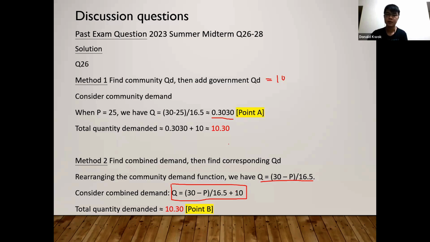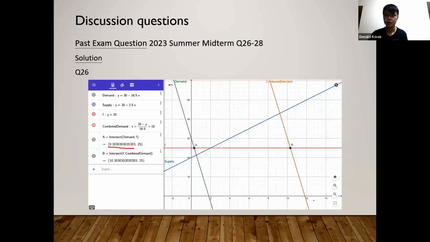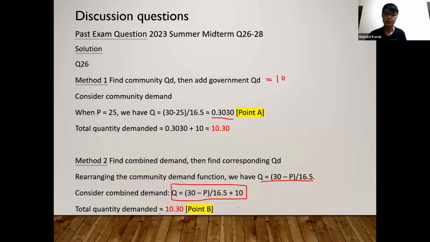But anyway, let's continue. We just need to find the intersection between the combined demand curve and the price of 25, okay? So we use the orange demand curve here at the price of 25. We have the total quantity demanded is 10.30. Actually, the same result as we found in method one.